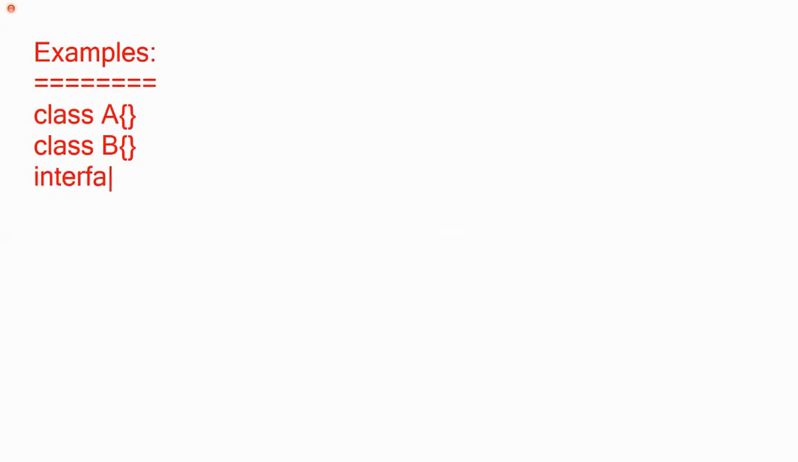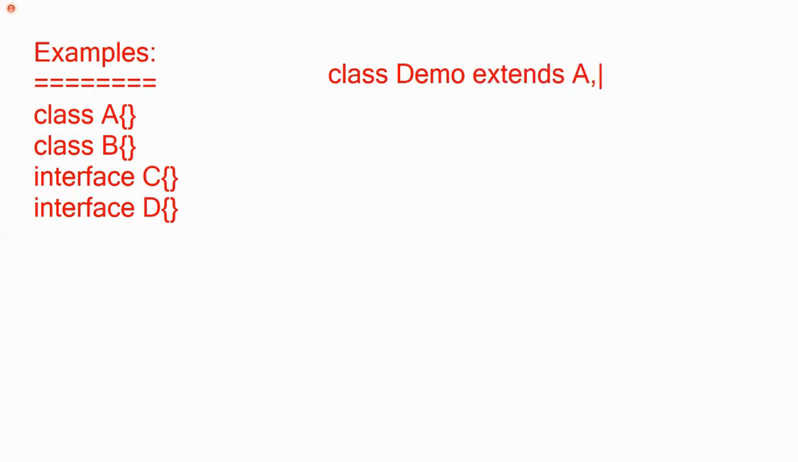Examples. Say class A, class B, interface C, interface D. Now, here A, B, C, D. Here, how many classes are there? Two classes. How many interfaces? Between these all, is any relationship there? No, all are individual. Okay. Now what I'll do, you observe: class Demo extends A, comma B.